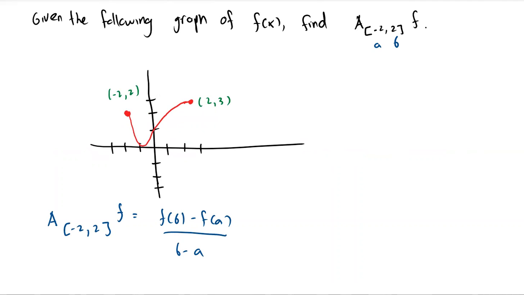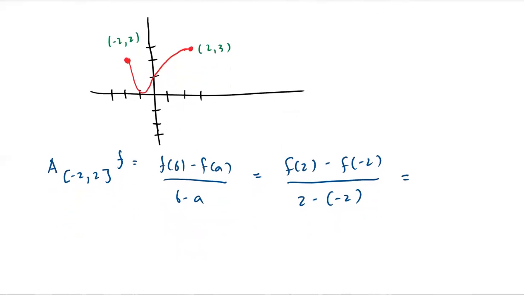Let me simplify this a little bit more. a is -2, b is 2. So this becomes f of 2 minus f of -2 over 2 minus -2. And here you have to be careful. Remember that when you're subtracting a negative number, you have to include parentheses. That way it's clear that the negative minus the negative is going to become a positive. So just a note of that. We know what the denominator is, that's pretty easy. 2 minus -2, minus is plus, so that becomes 2 plus 2. So we get 4.